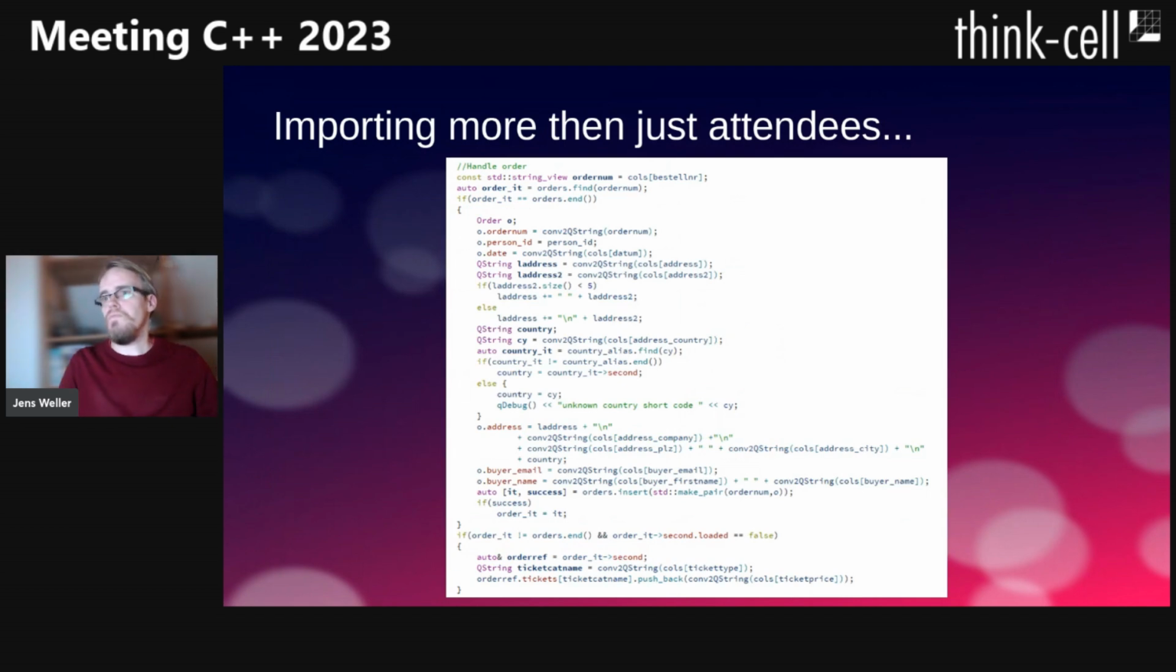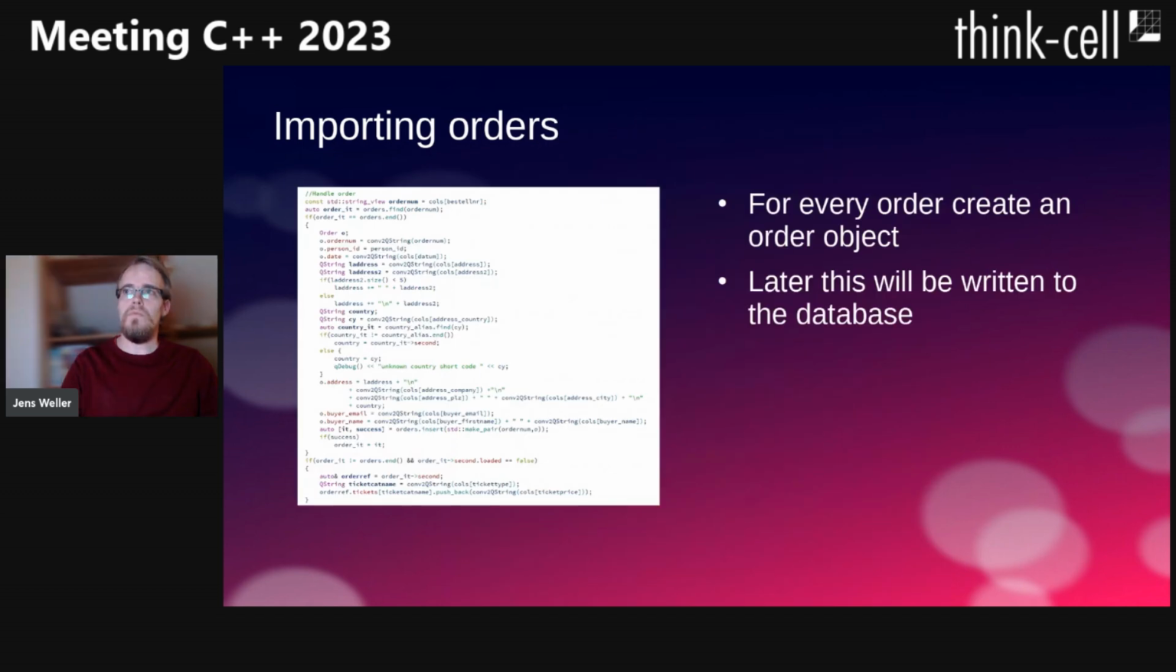I also needed to import other things like the order data. So I needed to create an order object for every order, and not for every attendee. So I need to see, am I still in the same order? Need to add it to the order object, new order. Then push the last order object into a container and start a new one, and then later write this to the database.